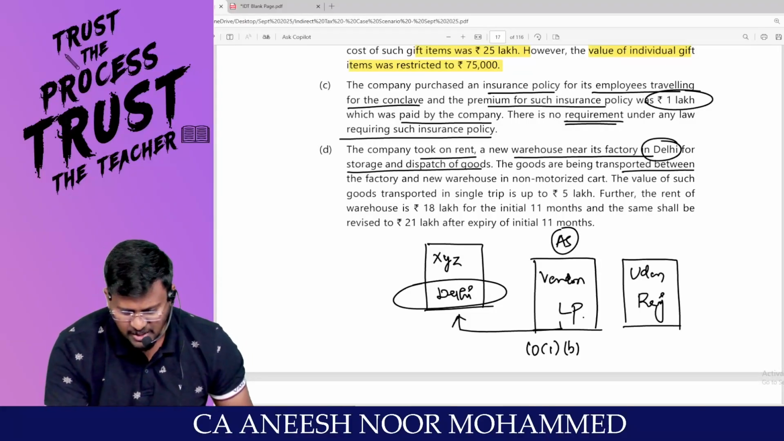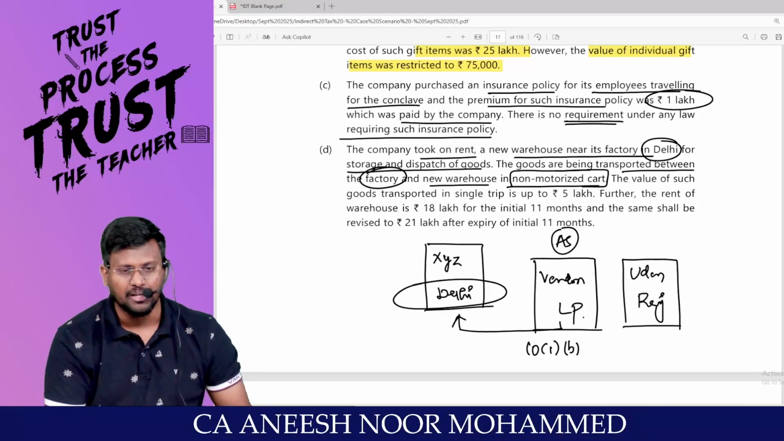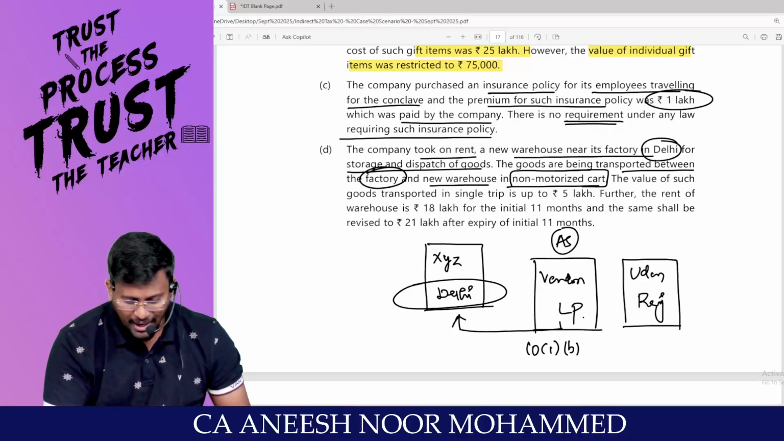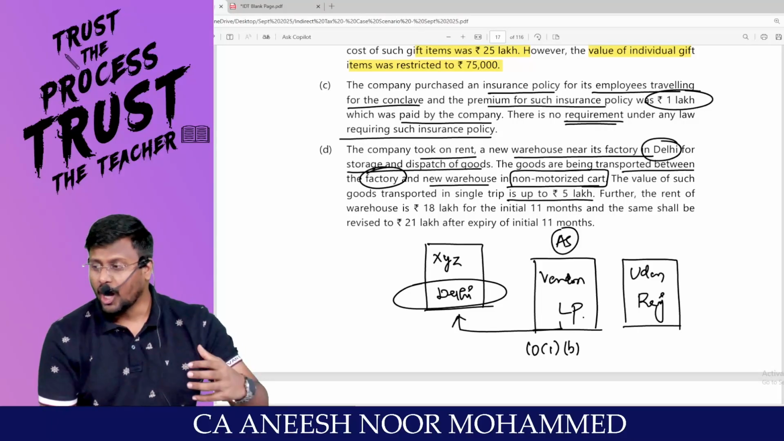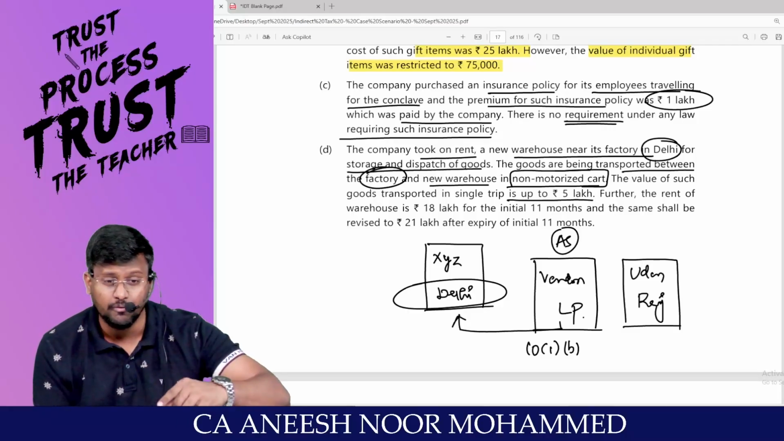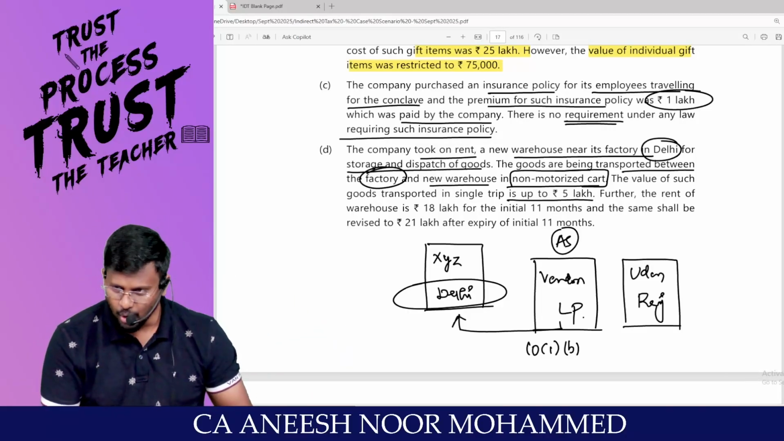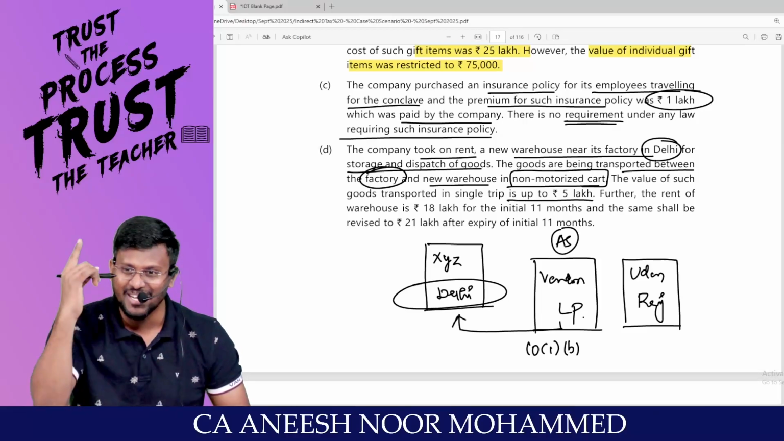Goods are being transported between the factory and the new warehouse in a non-motorized cart. That means a bullock cart. Value of such goods transported in a single trip is up to what? 5 lakh. Sir, they are motivating us to say that it is more than 50,000, so an e-way bill has to be raised. Hello sir, for a bullock cart, will there be a number? Then will you take an e-way bill? Which number will you give?